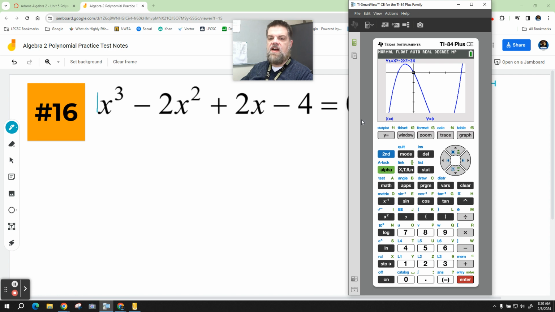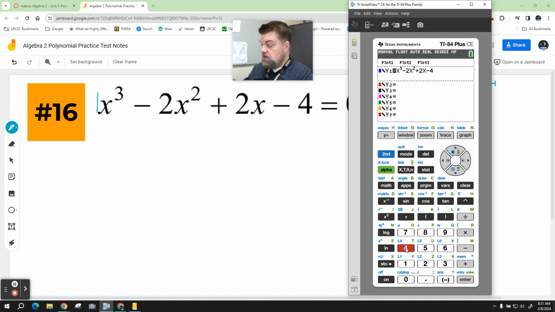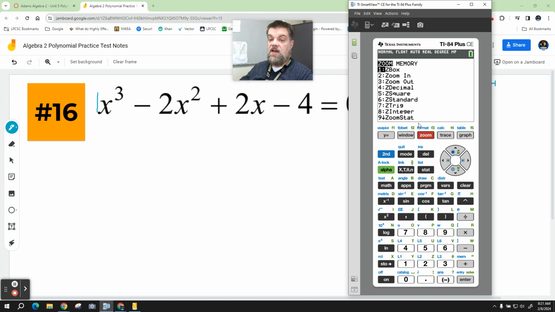So just pull up your graphing calculator, and then hit x raised to the third power minus 2x raised to the second power plus 2x minus 4. And then I'm just going to hit zoom standard. I might have to zoom in. I might have to zoom out. I don't know.